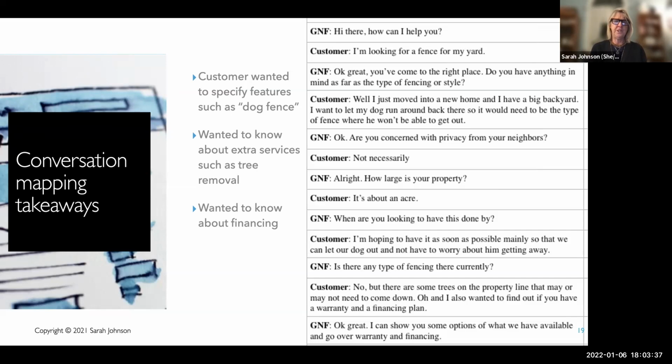Anybody have questions on conversation mapping? Has anybody used this before?